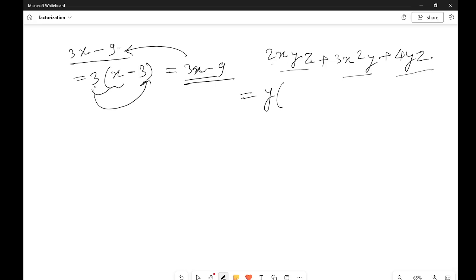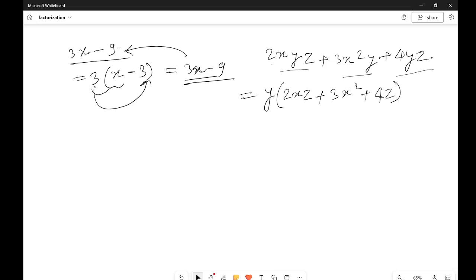If you take y common from 2xyz, when I say y common, I am dividing it, right? So I will have 2xz plus. 3x square y, the y will cancel out, there is no z, plus 4z. I am taking y, there is no x, only z, right? So that's the fact.